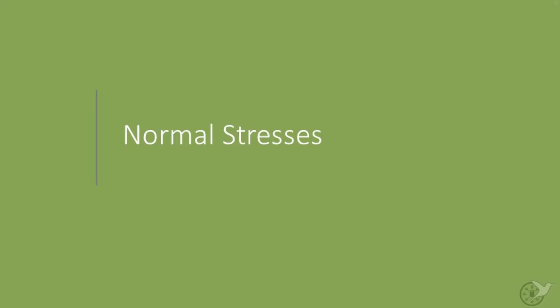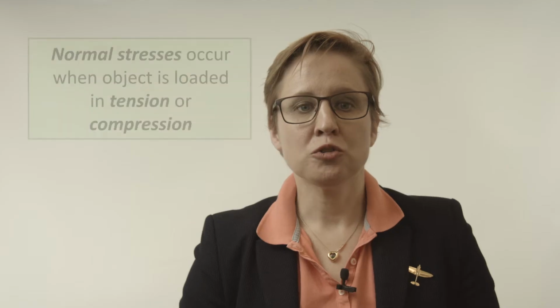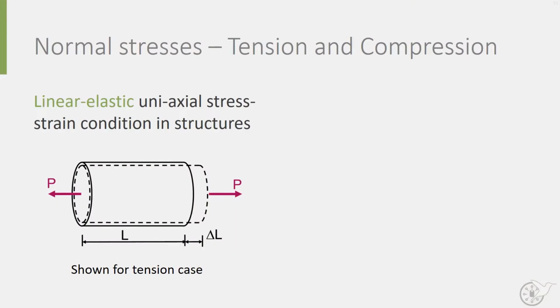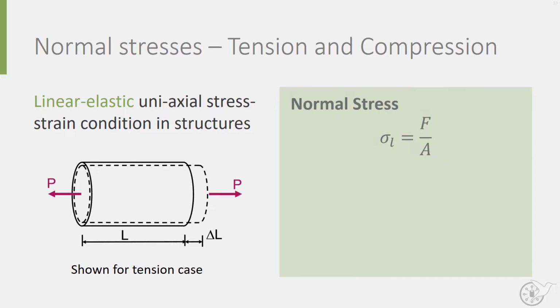Stress is defined as load over area without specifying the load. However, the type of load determines the type of stress that can occur. Stresses can be divided into normal and shear stresses. Normal stresses occur when an object is loaded in tension or compression. That means the load is applied perpendicular to the surface of the material.